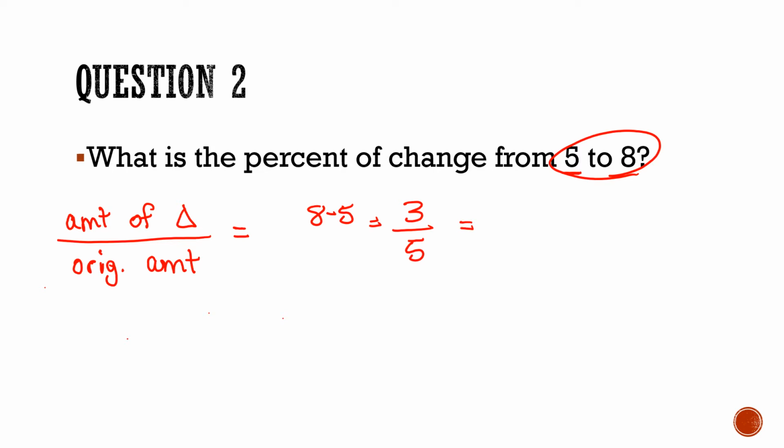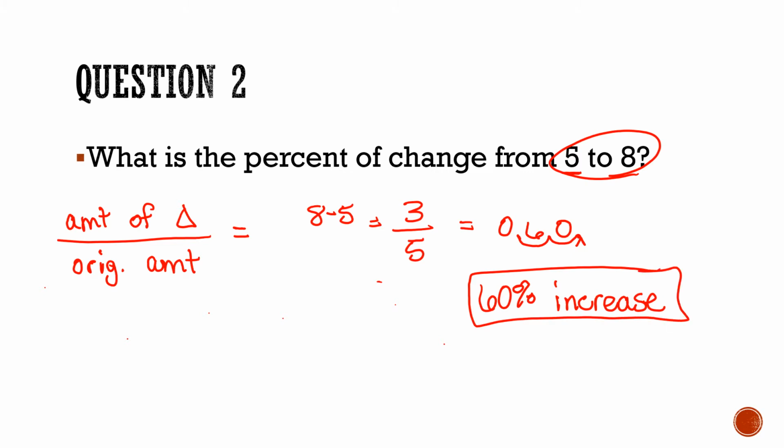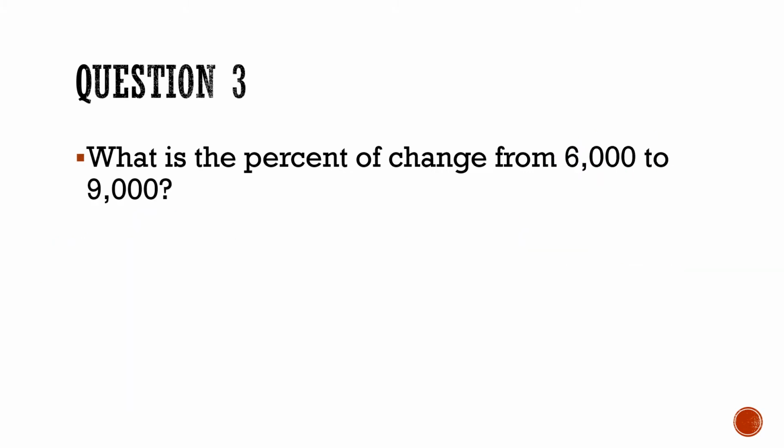So 3/5 written as a decimal is 0.6. And we'll change that to a percentage now by moving our decimal place 2 places to the right, which is 60%. And again, this one is an increase because we went from 5 up to 8. Pause your video and try question 3 on your own.